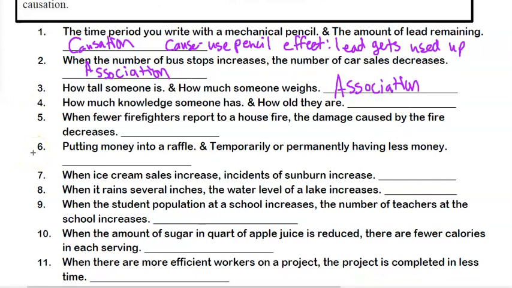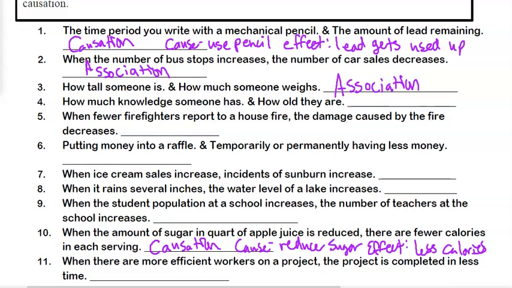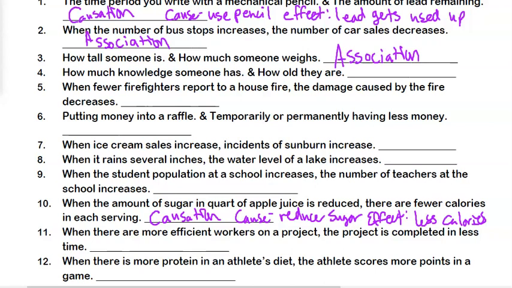Let's do one more together. Number 10. When the amount of sugar in a quart of apple juice is reduced, there are fewer calories in each serving. This one is definitely a causation. If you only remove sugar, then there will be less in the serving. Okay, try the rest of these on your own. See if they're causation or association.